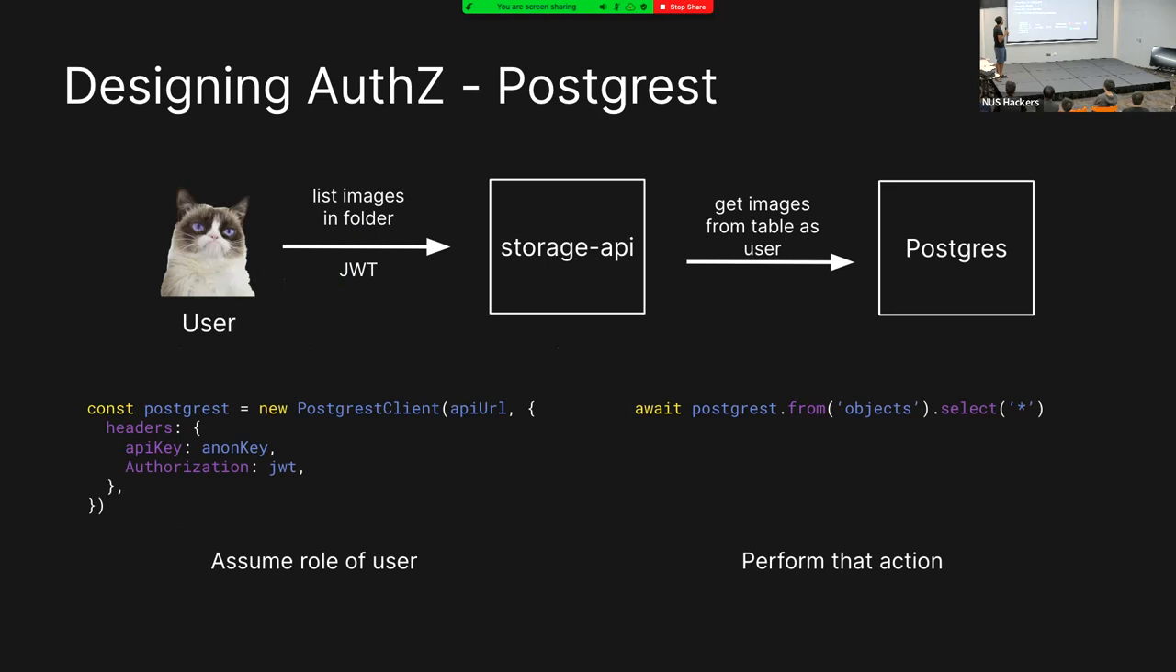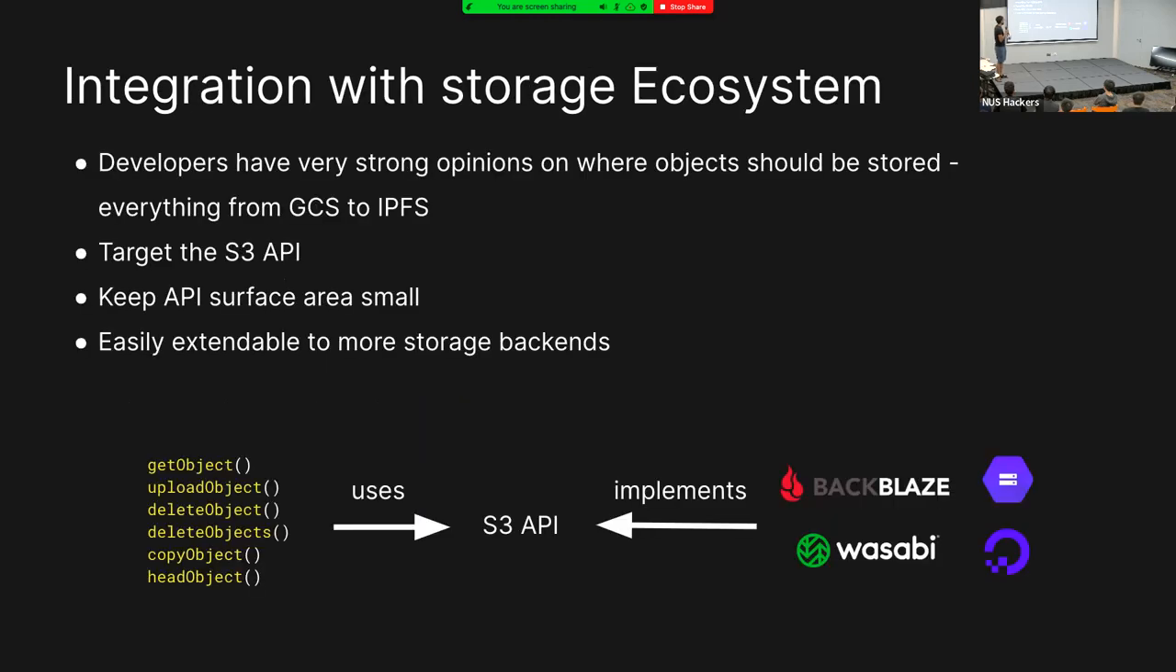I'll probably skip this. The other thing that we did is that the actual objects are still stored in something like S3 or Backblaze or Google Cloud Storage. What we do is make it easier to implement your permissioning system, make the uploading easier, make the client libraries easier. If you're already using the rest of the Supabase ecosystem, it ties in well.